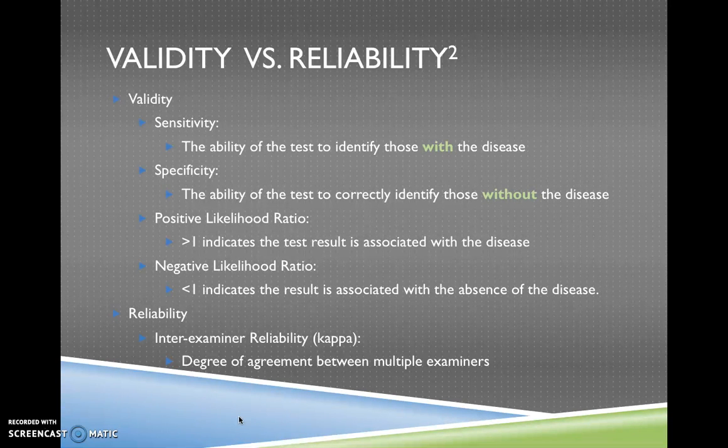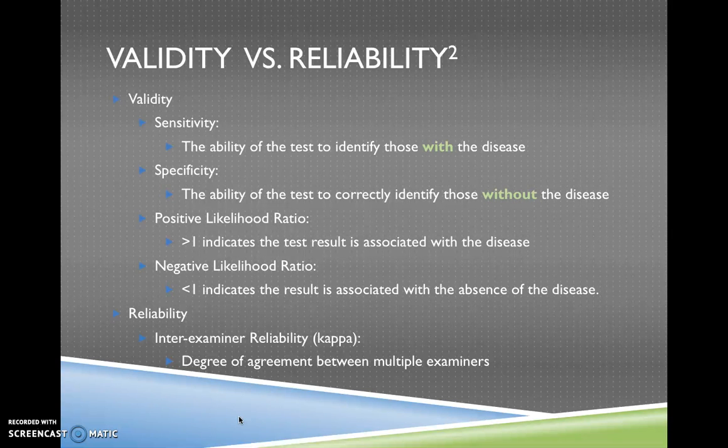If the test is highly sensitive and the test result is negative, you can be nearly certain the individual does not have the disease. Specificity is the ability of the test to correctly identify those without the disease. If the result of a highly specific test is positive, you can be nearly certain the individual has the disease.